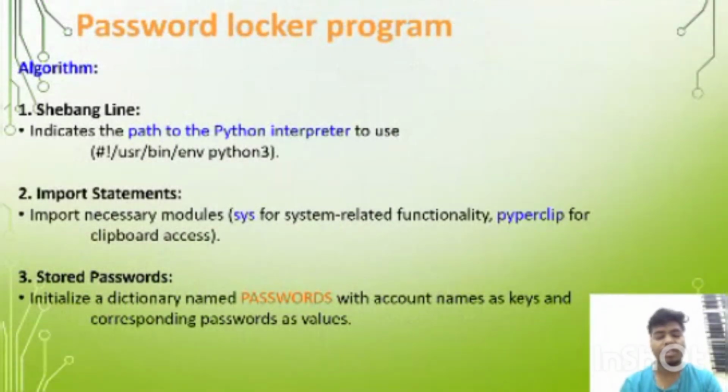Password locker program. It involves 6 steps. The shebang line indicates the path of the Python interpreter to use: #! /usr/bin/env python3. It is in the form of a relative path. Import statements: import the necessary modules, sys for system-related functionality and pyperclip for clipboard access. Stored passwords: initialize a dictionary named passwords with account names as keys and corresponding passwords as values.